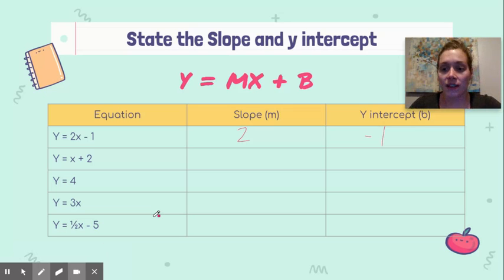Okay, so now that you've had some time to try to fill those in, let's talk about them. So the next equation, y equals x plus 2. We'll start with the slope. This one was a little tricky because there's not a number in front of x. So how do we know what the slope is?